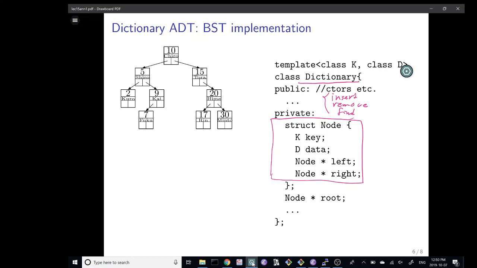Okay, next time we will talk about implementation details for the binary search tree, and we'll talk about improvements as well.